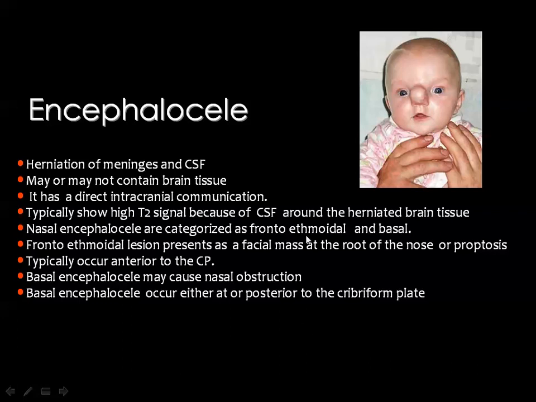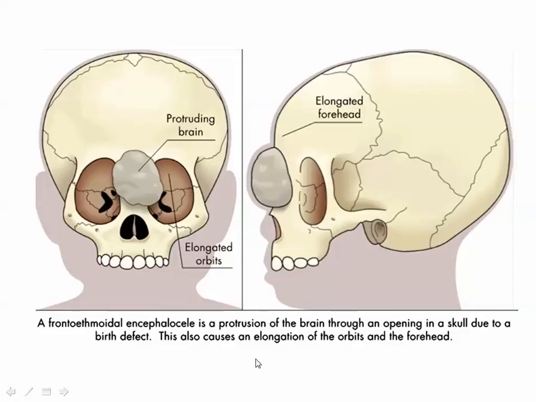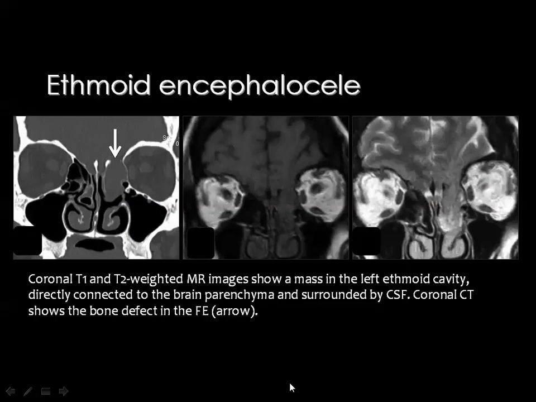Nasal encephaloceles, or encephaloceles in general, are either frontoethmoidal or basal. The frontoethmoidal encephaloceles occur at the root of the nose, and the basal meningoceles occur in or posterior to the cribriform plate of the ethmoids. And this is the appearance of a frontoethmoidal encephalocele, which is herniation of brain tissue through a defect in the anterior part of the cribriform plate of the ethmoids.